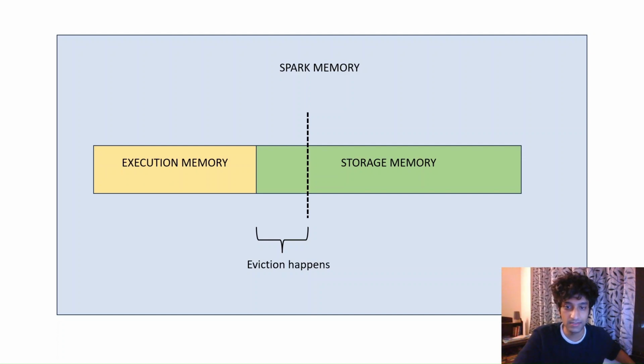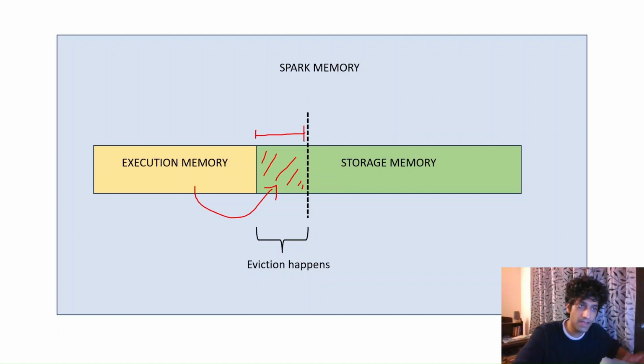So in this case, storage wanted to store something but it was full, so it asked execution, I'm taking some of your memory, which is this one, and just let me know when you want it back. Execution says, hey, I want my memory back. At that time an eviction happens. An eviction means this memory which was taken by the storage is freed up and then given back to execution memory.